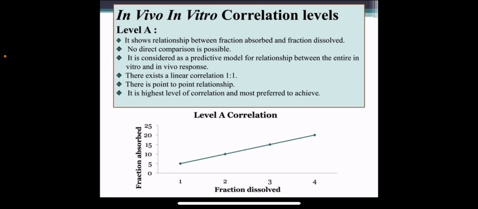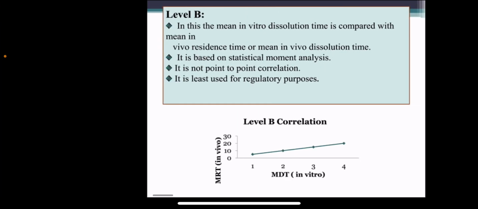So no direct comparison is possible, and it is considered a predictive model for the relationship between the entire in vitro and in vivo response. Their existence acts as a linear correlation. It gives the linear graph where we match the point to point correlation between the in vivo fraction and in vitro fractions, and it is the highest level of correlation and the most preferred and active method for the IVIVC.